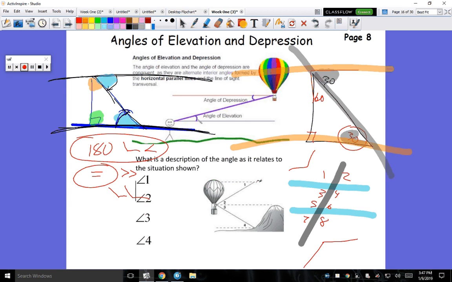Let's go to this. What is the description of the angle if it relates to the situation? You have 1, 2, 3, and 4, guys. You tell me, what's angle 1? Angle of what? Angle of depression. Okay? Angle of depression for 1 because it's coming downward, like down from a horizontal.